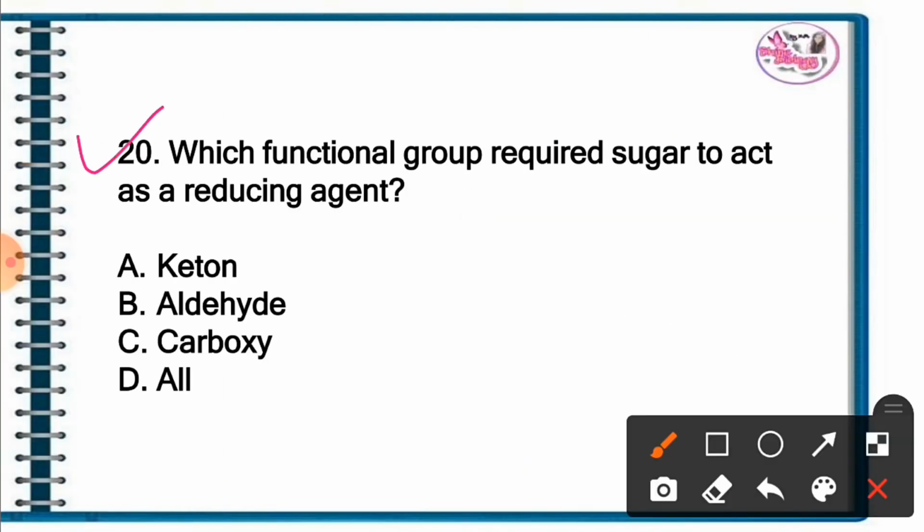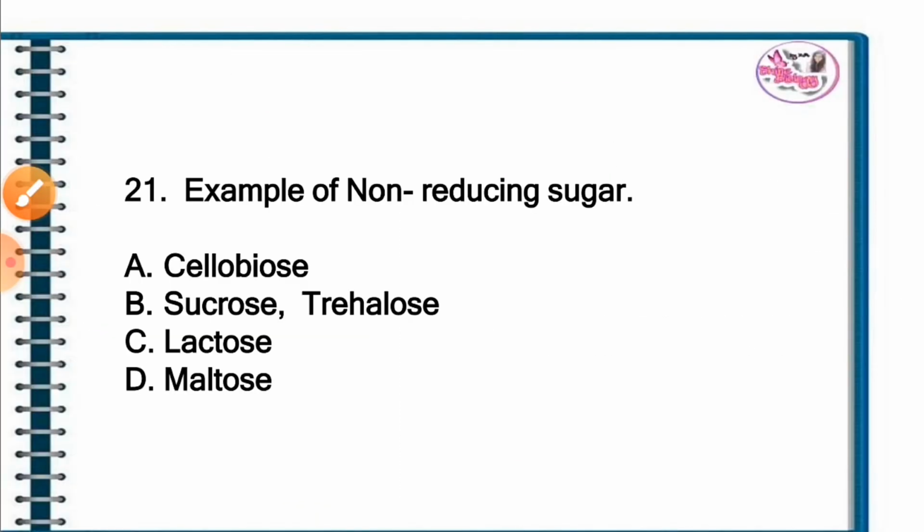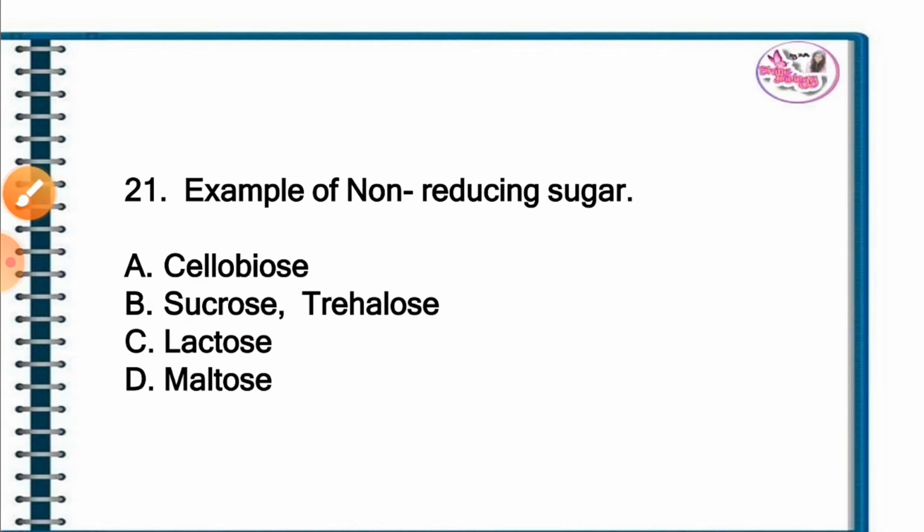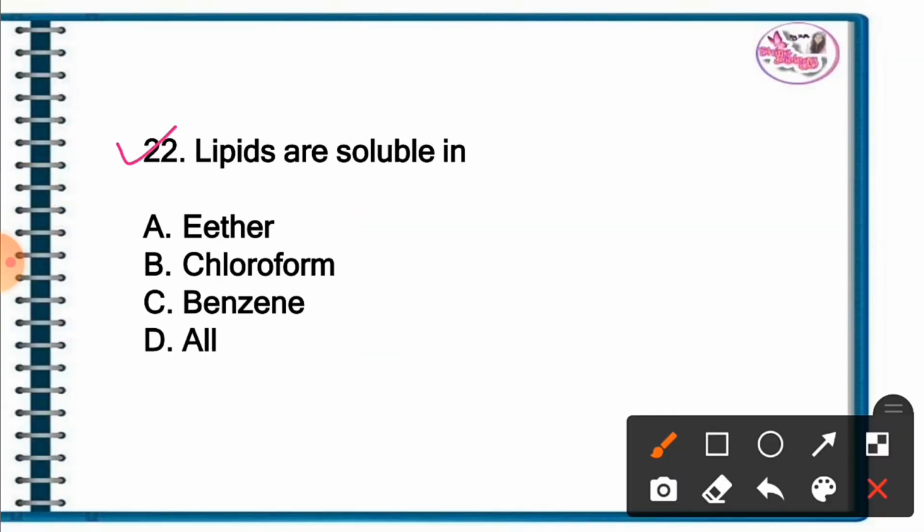20. Which functional group requires a sugar to act as a reducing sugar? The correct answer is option B. Aldehyde functional group is required for a sugar to act as a reducing agent. 21. Example of non-reducing sugar. The correct answer is option B. Sucrose and trehalose are the examples of non-reducing sugar. 22. Lipids are soluble in. The correct answer is option D, all: ether, chloroform, benzene, in which lipids are soluble.